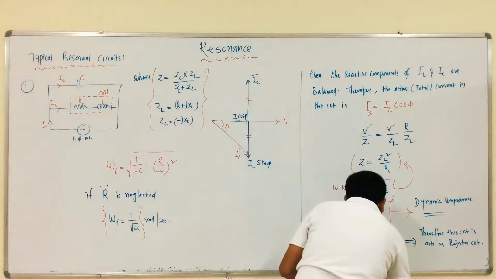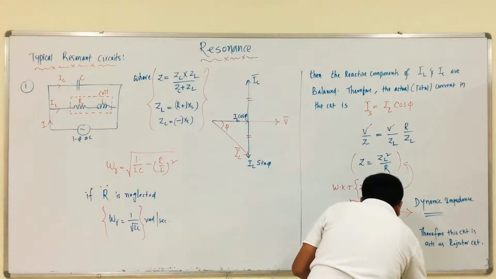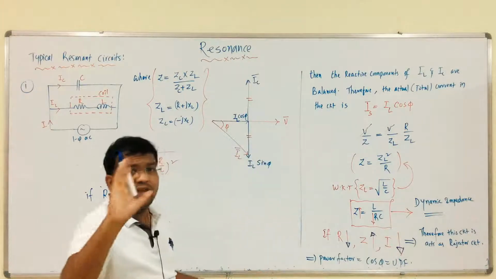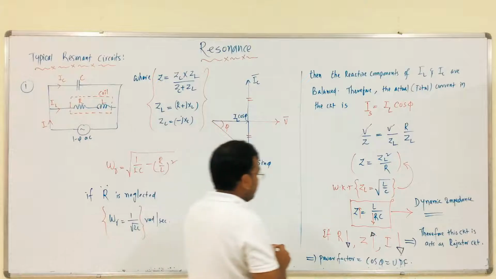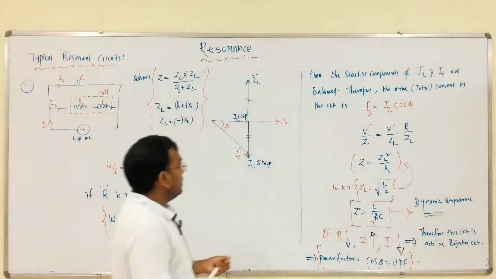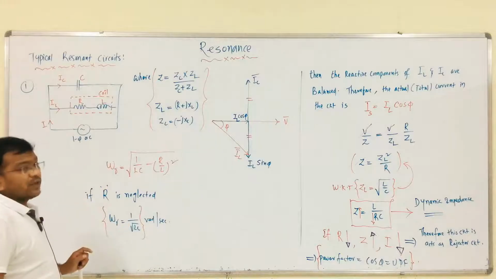cos phi is equal to unity power factor only. Under resonance, the power factor is by default unity. Okay. This is the typical resonance circuit 1.